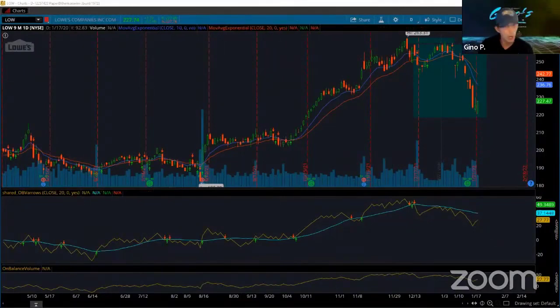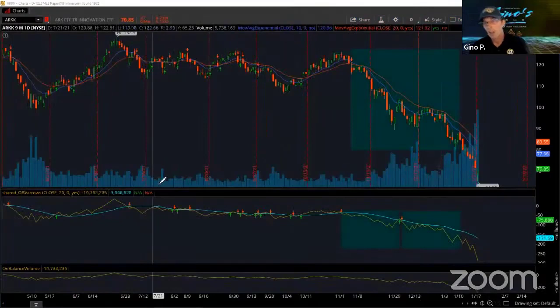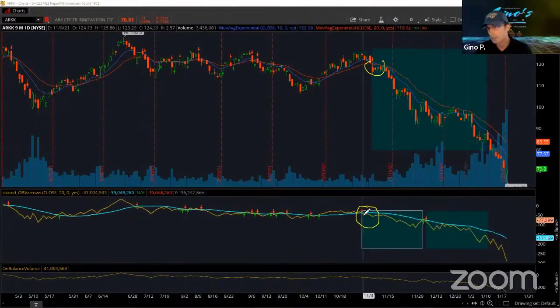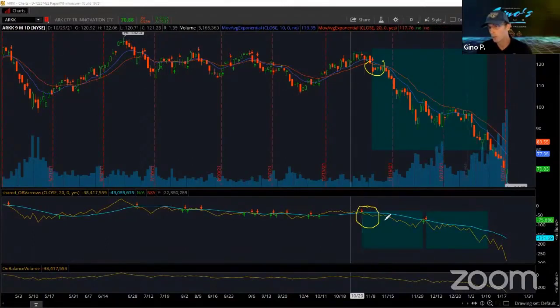For example, I'm going to hit one major ETF. Here's ARK, the ARK fund. The stock dropped below the 20-day moving average right here. And you can see the sell volume actually preceded it. The sell volume had already taken over when it tried to trigger to the upside. It was a bad trigger because the sell volume was already trending down.